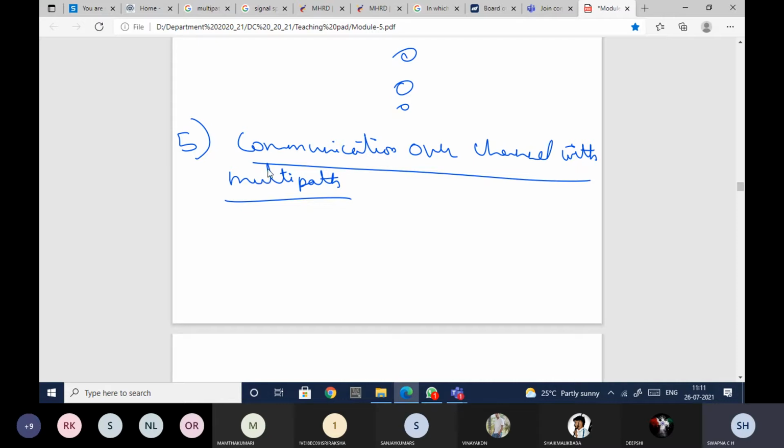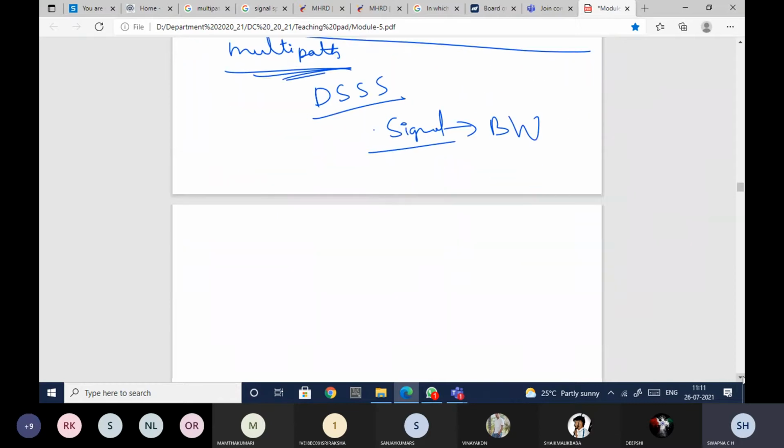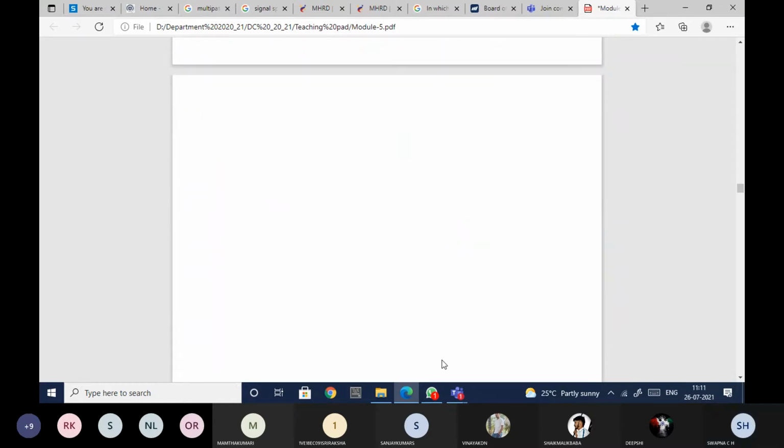But here we are using direct sequence spread spectrum, which is spreading the signal bandwidth. Since the signal bandwidth is spread, the signal we receive at the receiver, after despreading, will have the effect of multipath eliminated. So these are some of the applications which use direct sequence spread spectrum.